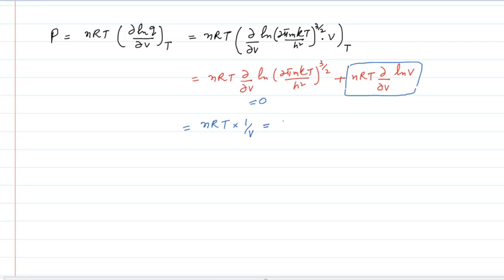You can simply write it as nRT upon V. Okay. So you can say this is basically the equation of state for n moles of an ideal gas.